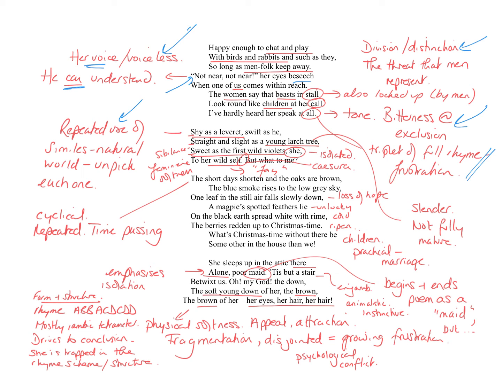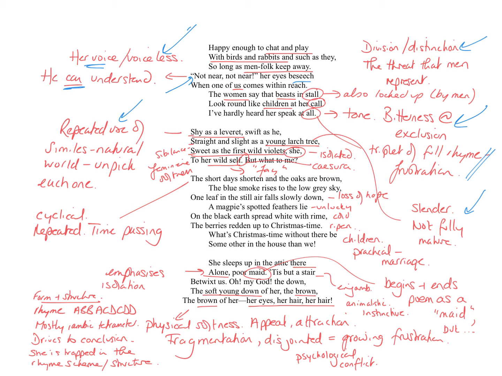Straight and slight as a young larch tree. So a young larch tree is very, very slim trunked. So she is slender. This is, again, this reminder that she's not fully mature. Her body hasn't filled out to be a woman. She's a young girl. And she's sweet as the first wild violet. So there's that idea of sweetness, attraction, beauty, delicacy. Maybe that idea of not quite rarity, because in the countryside you do get these violets, but that kind of welcome beauty. And she's all of these things to her wild self, but what to me?